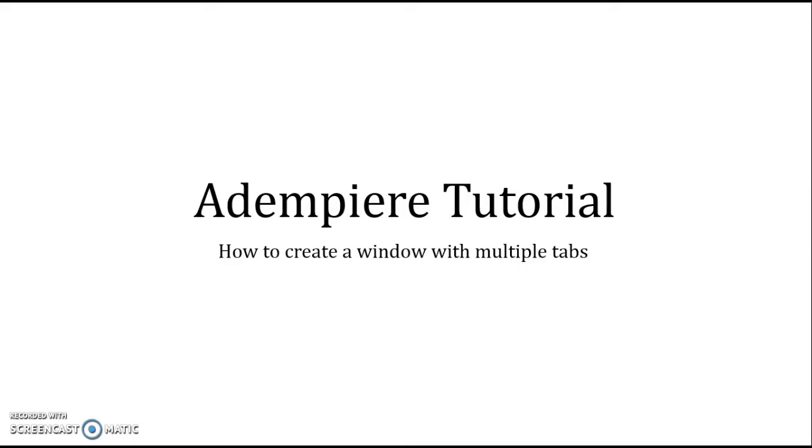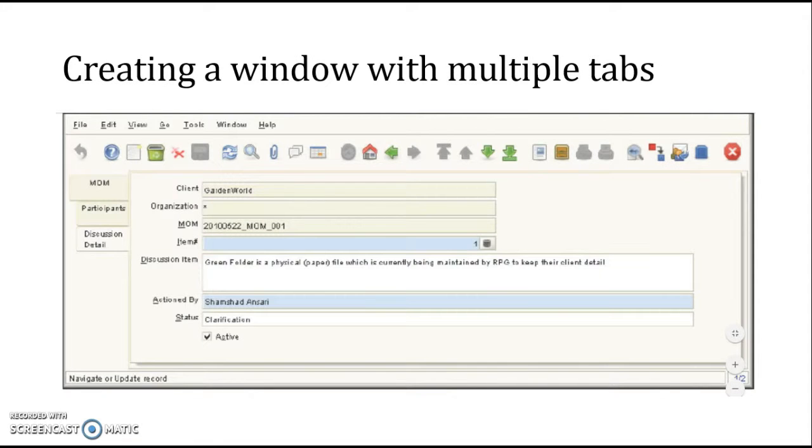I'm Courtney Brown, and today I'm going to show you how to create a window with multiple tabs in Adempiere. So the window that we're going to create with multiple tabs is going to look something a little like this, with a MOM tab, which stands for Minutes of Meeting, a Participants tab, and also a tab for Discussion Detail.